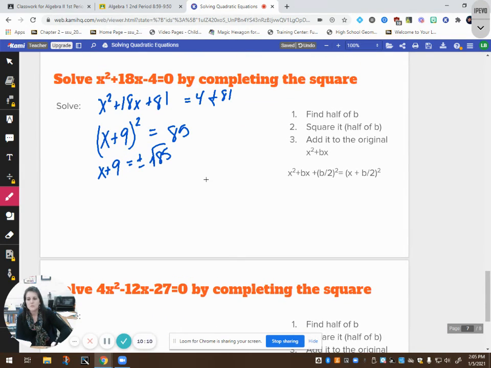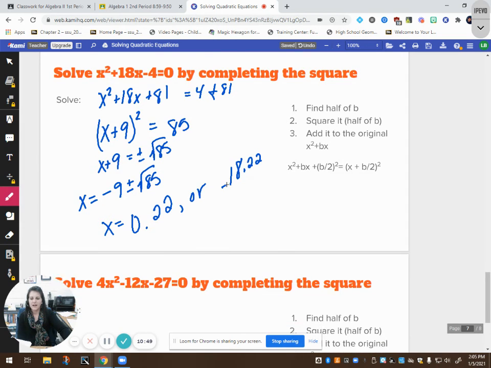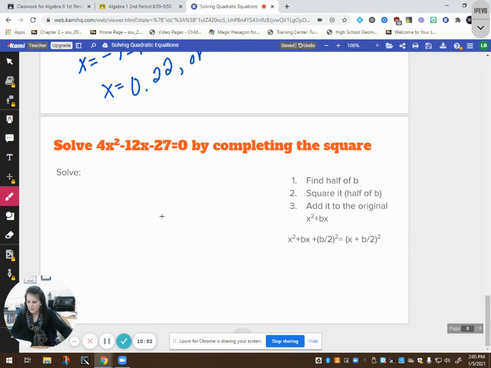So now I'm going to subtract 9 from both sides. So I have x equals negative 9, I'm just moving this positive 9 over to the other side, plus or minus the square root of 85. Now I'm thinking there's a way that maybe I could simplify 85, but it didn't tell me to give an exact answer, so we're just going to estimate. Negative 9 plus the square root of 85 is 0.22. Or if we do negative 9 minus the square root of 85, I get negative 18.22.